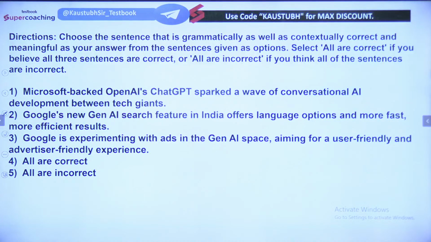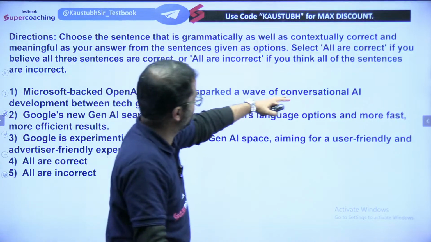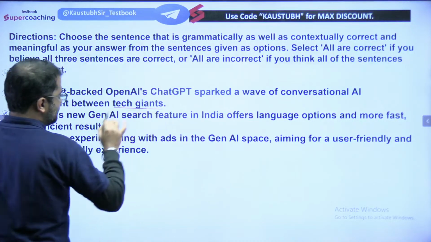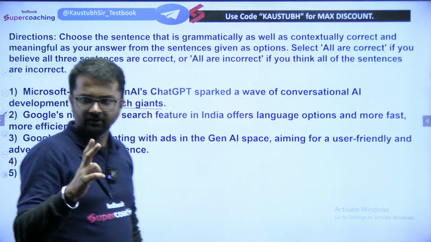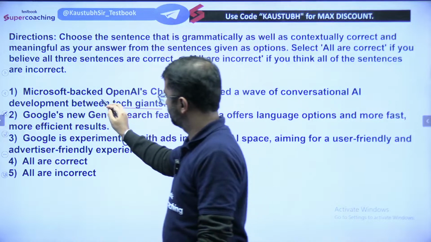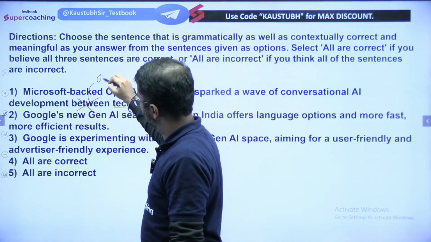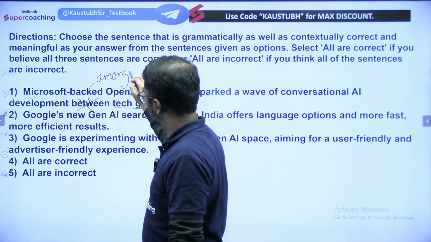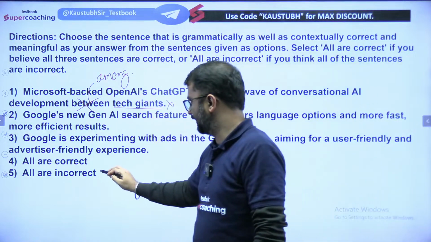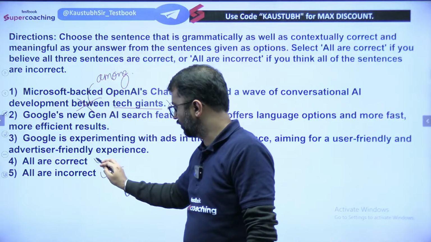First sentence has an error in preposition. Microsoft backed OpenAI's ChatGPT sparked a wave of controversial AI development between tech giants. Are there only two tech giants in the world? There are so many tech giants or so many tech companies. So here "between" will be replaced by "among". So there is a clear error in sentence number 1. Preposition error. Very simple and straightforward. So "all are incorrect", हो सकता है possibility, but all are correct.